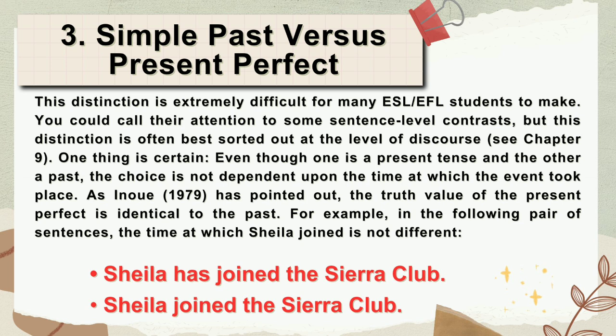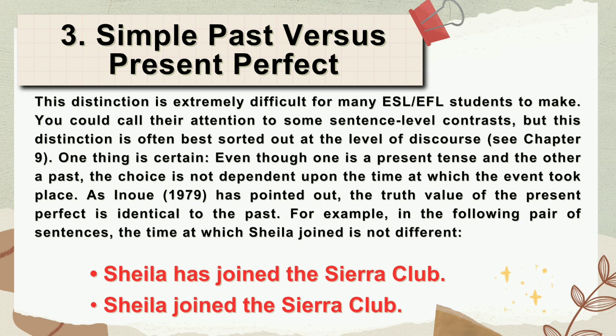You could call their attention to some sentence level constructs, but this distinction is often best sorted out at the discourse level. So for instance, "Shala joined the chess club." The difference between the sentences is that the first one has the hat, and the second one has nothing of that. So that's the difference.